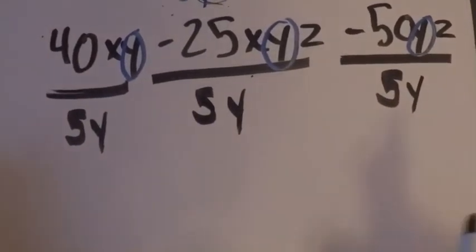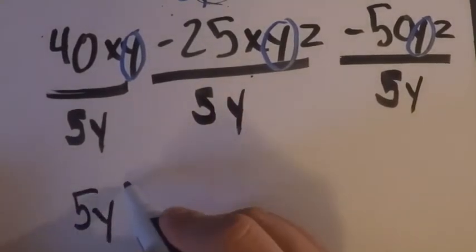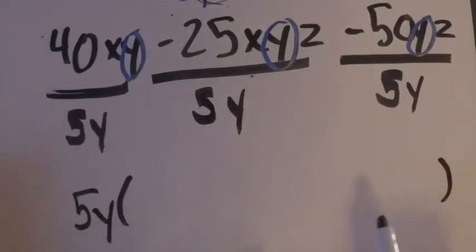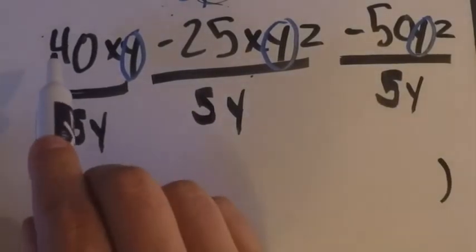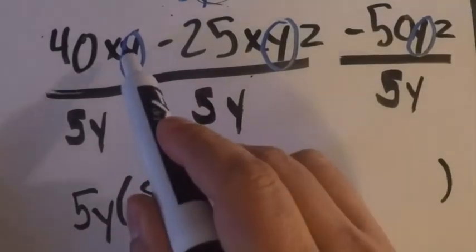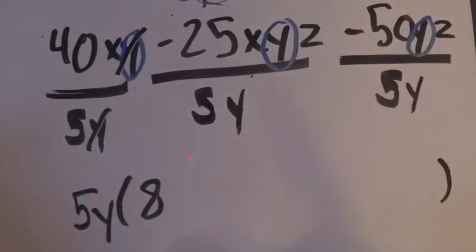When we go about writing this next step, we're going to write 5y on the outside of a set of parentheses, and then fill inside the parentheses each term after it was divided by 5y. So, for example, 40 divided by 5 is 8, and then y divided by y, the y's cancel out, turn into a positive 1, and we'll just be left with the variable x.